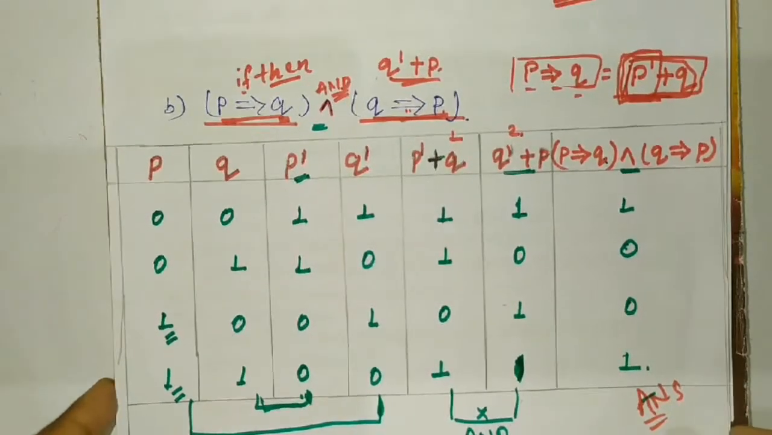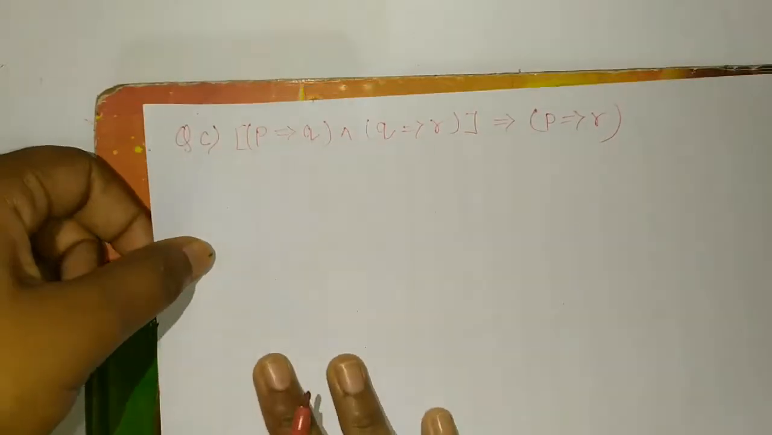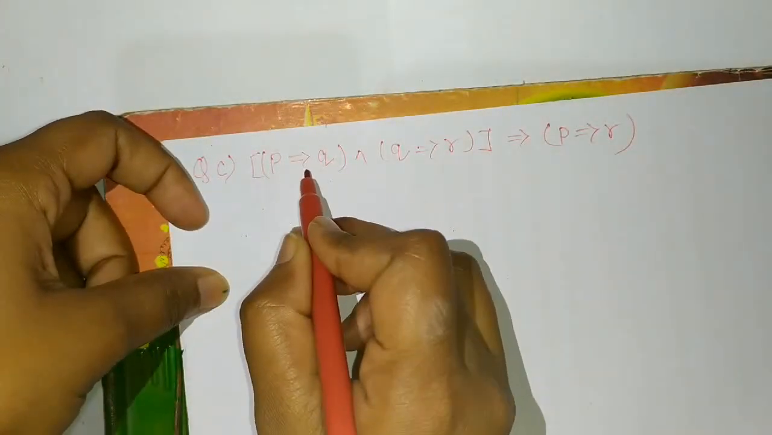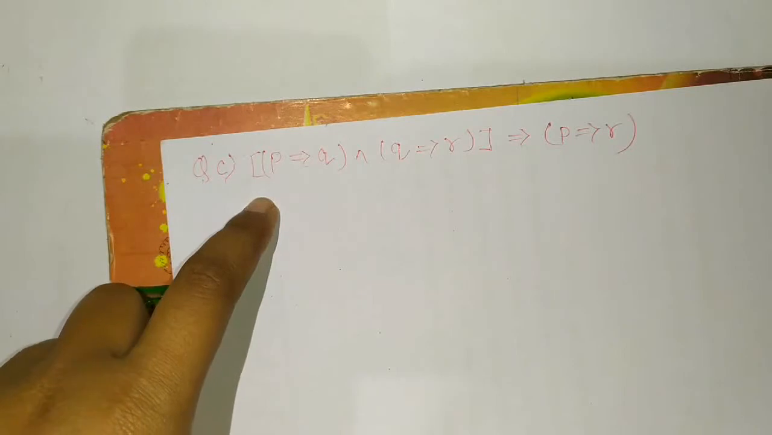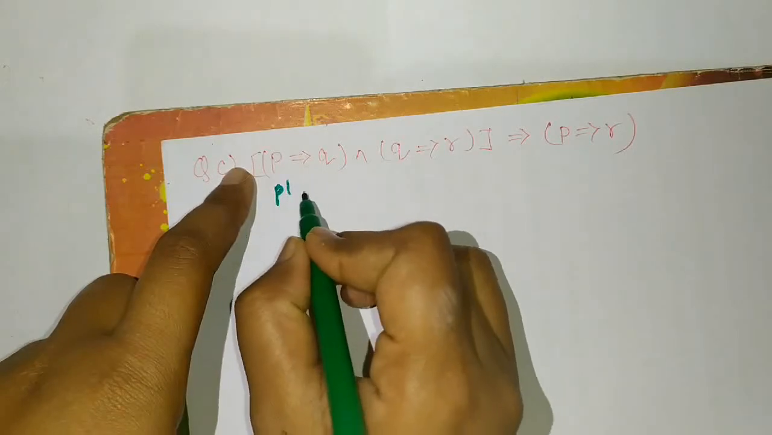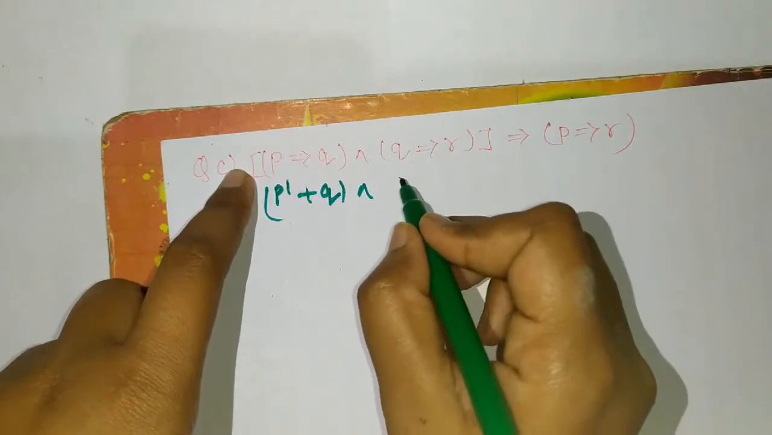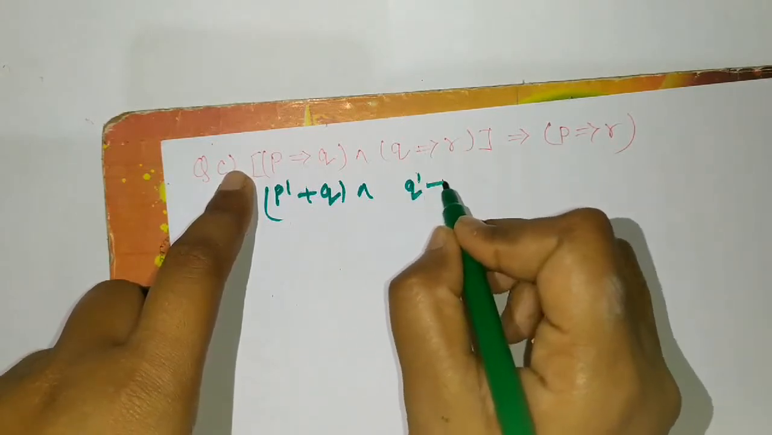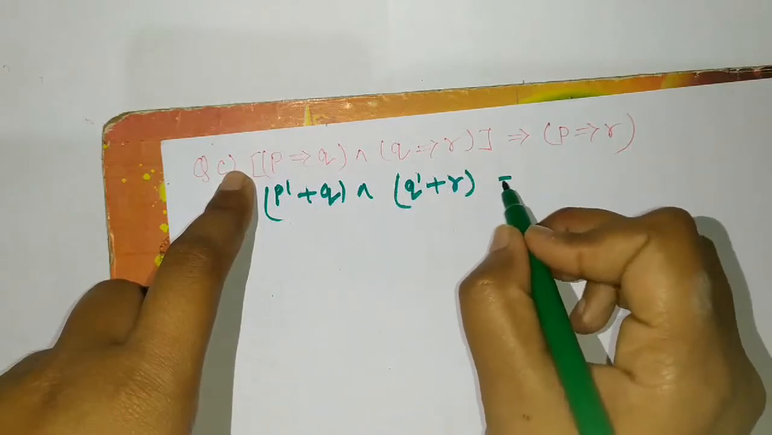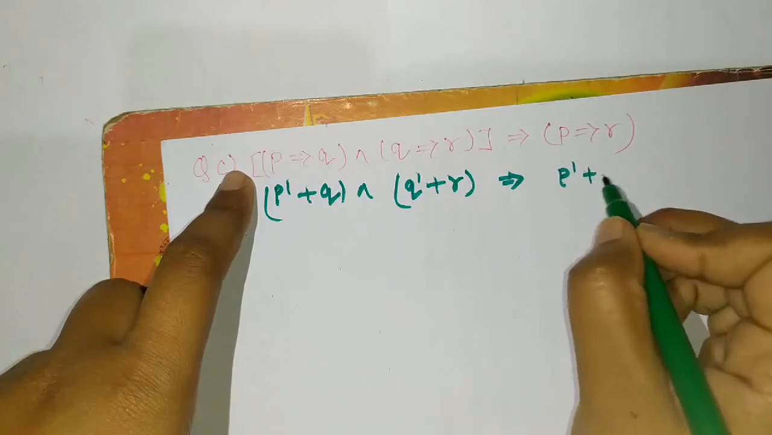Next we take another question related to this. So the next question is here. Here P arrow Q, or P condition Q, means P dash plus Q. We have to find the value of P dash plus Q into Q dash condition R. That means Q arrow R, that means Q dash plus R. Then P arrow R, P condition R, that means P dash plus R.